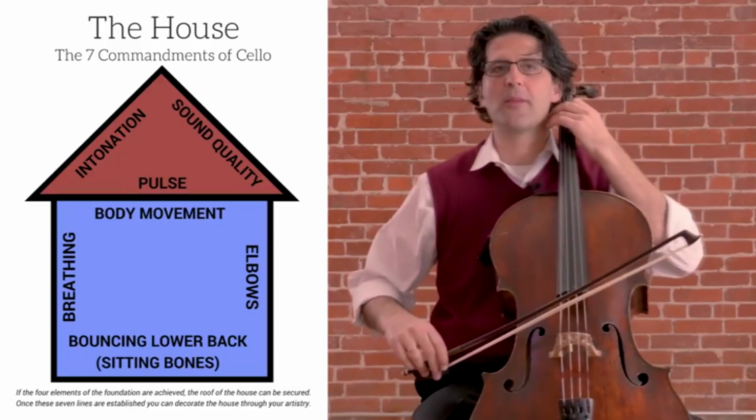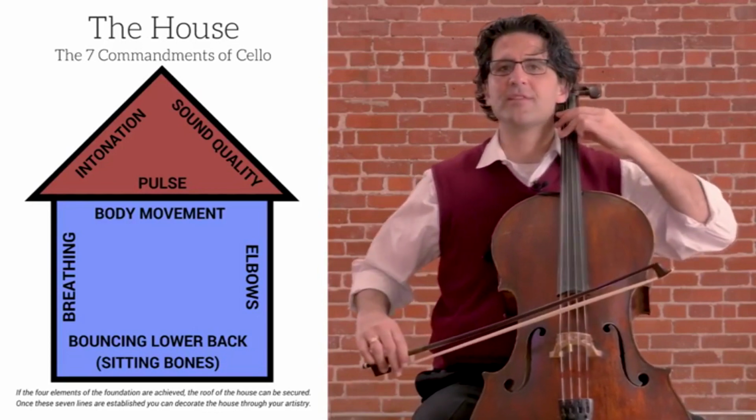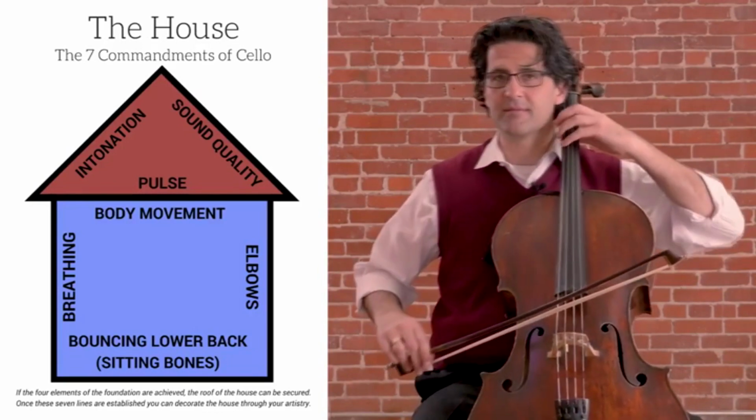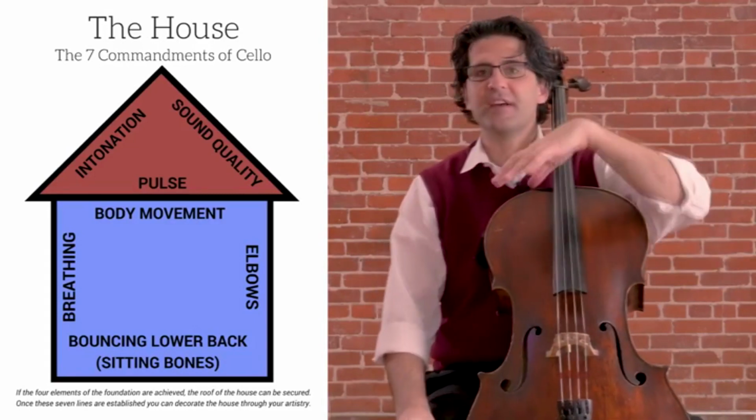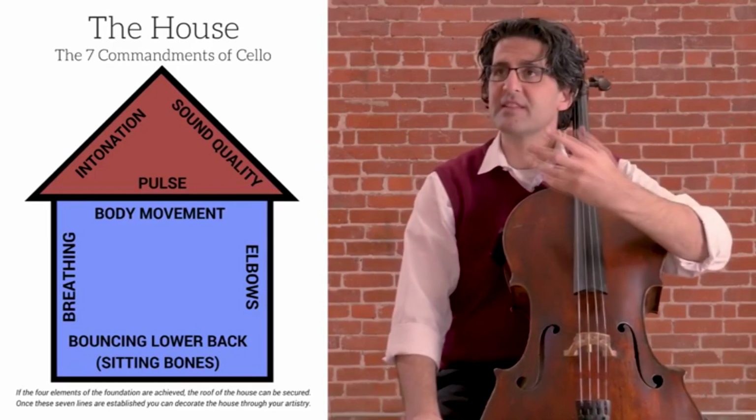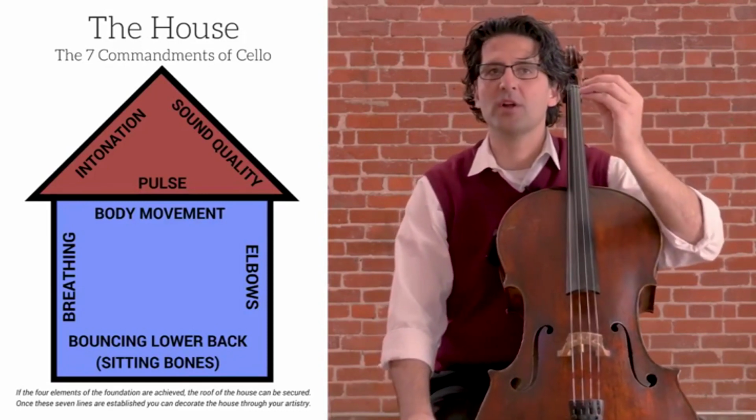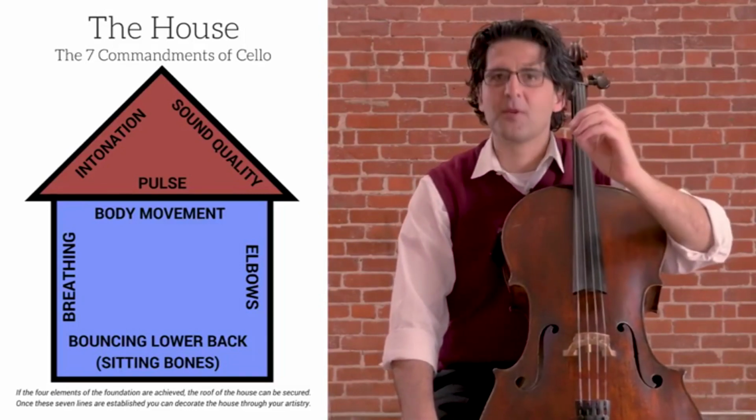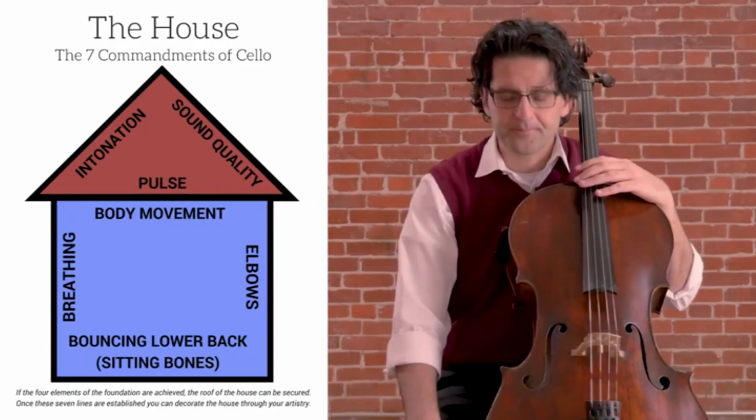by bouncing your lower back, dropping your elbows, body movement, and breathing. If you can achieve that warmth, that beauty, that velvety sound, you can start dealing with quality, what kind of quality of sound you want, with what is the sense of pulse in the piece I play, and always number 1 with good intonation. Now, that creates a house, as you can see on the screen.